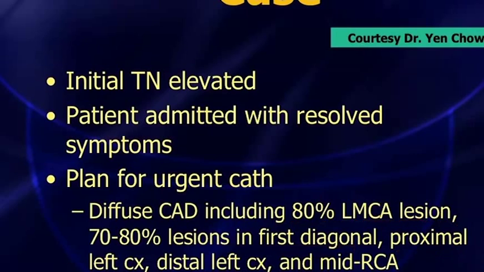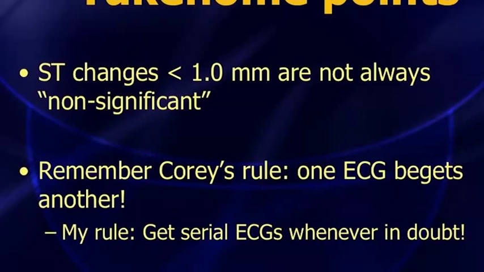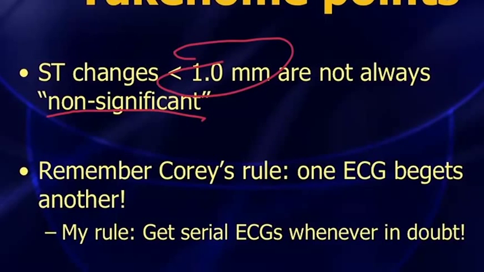So very, very simple and very important take-home points that we can make from this case. Number one, please remember that ST segment changes can be very significant even when your computer is calling them non-significant. Computers have a tendency to call things non-significant when the ST changes are less than a millimeter, but you sure as heck can have significant disease or be having a transmural MI with ST changes that are less than 1 millimeter in elevation or depression.